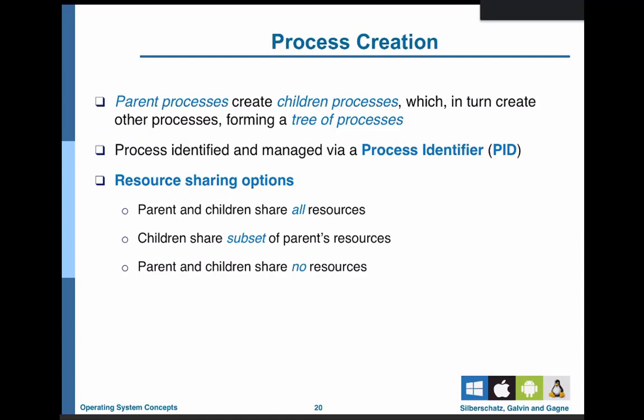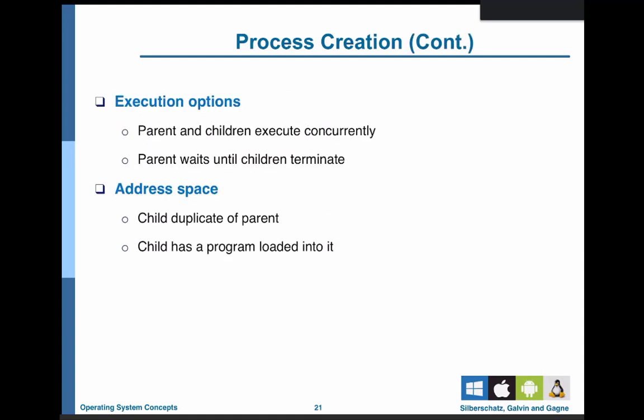What are we interested in here? How the child processes use the parent's resources and address space, and how their execution is related to the parent's execution. There are some options for resource sharing: parent and children share all resources, or a subset of the parent's resources, or no resources. The execution of parent and children processes can be concurrent, or the parent process waits until the children terminate. Regarding address space, the child processes usually duplicate the parent's address space and load programs into it.